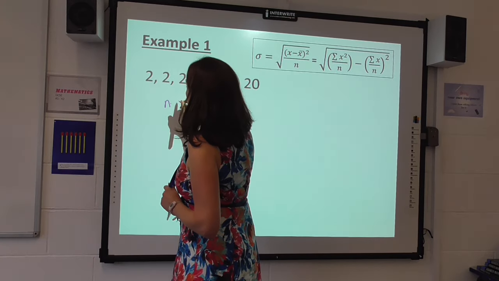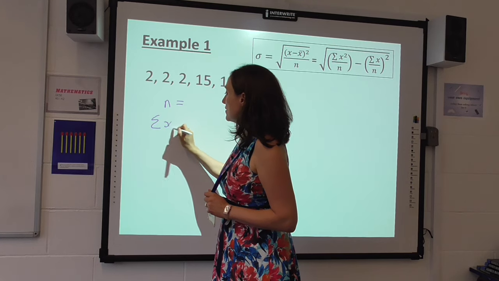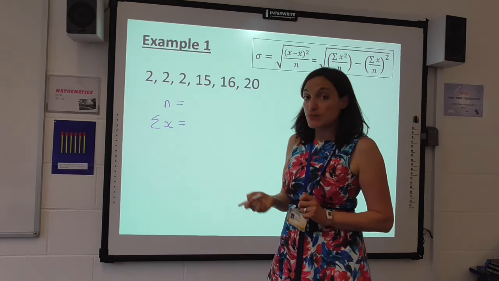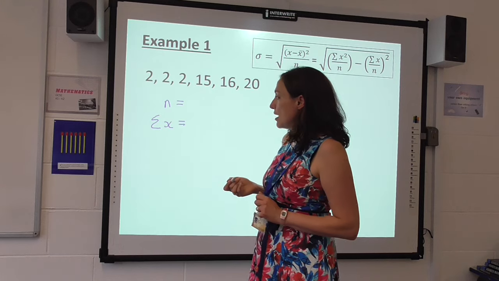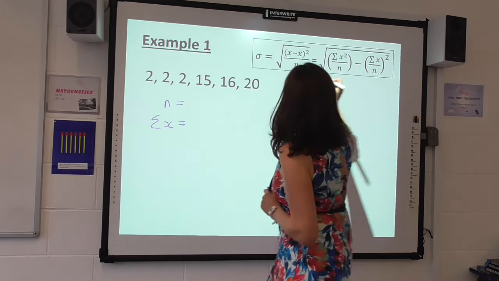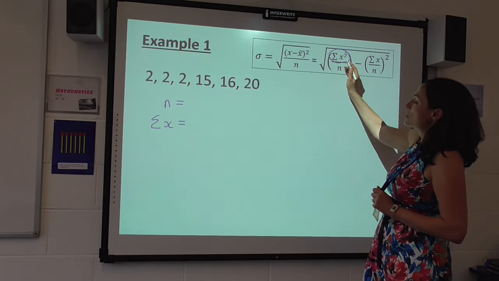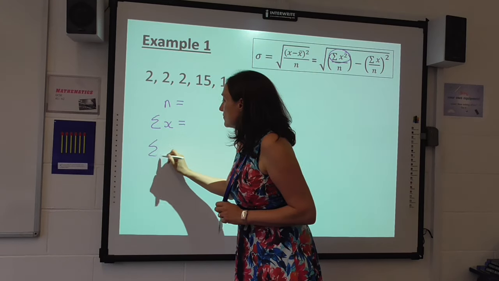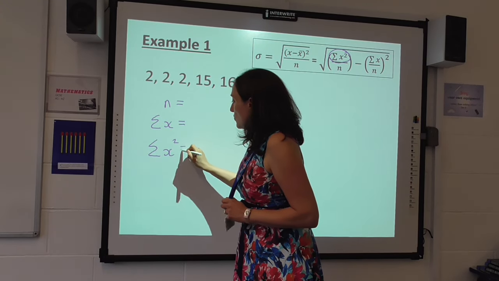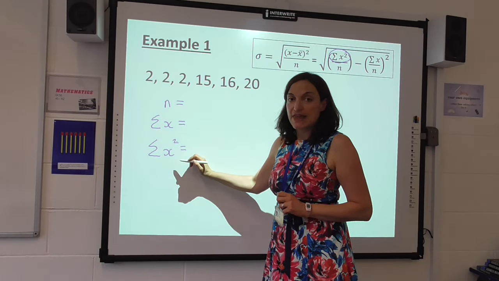So the first one you need to know is the number of numbers, n. The second one you need to know is the sum of all the x's, which is the same as you would need for the mean. The third value, you can see here, is the sum of the x squareds, which is asking you to square each of your values and then add them all together.